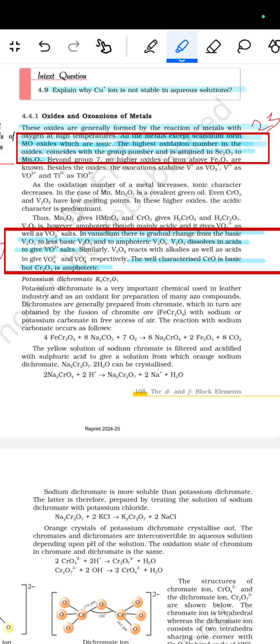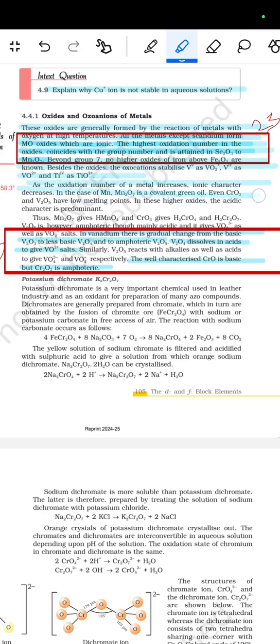ionic. The highest oxidation state in the oxides coincides with the group number and is attained in Sc2O3 to Mn2O7. Beyond group 7, no higher oxides of the iron above Fe2O3 are known. Besides these oxides, the oxocations stabilize V(V) as the VO2⁺, V(IV) as the VO²⁺, and the Ti(IV) as the TiO²⁺. As the oxidation number of a metal increases, ionic character decreases.